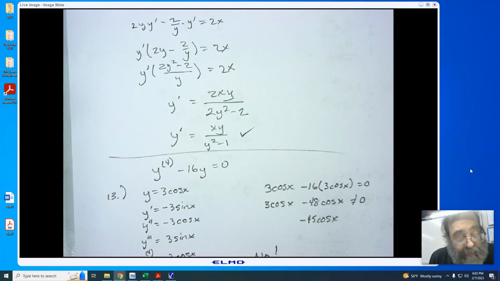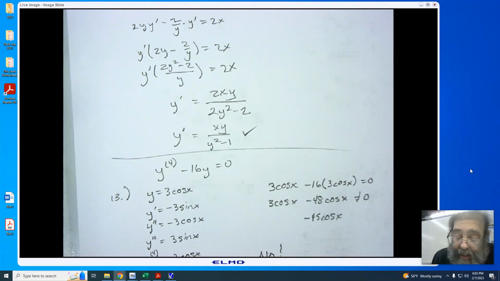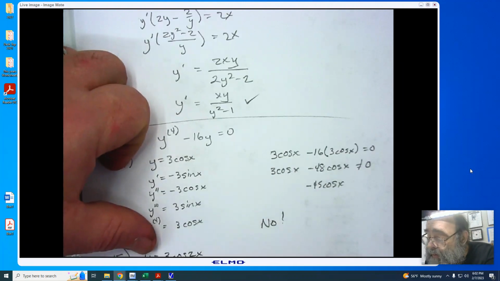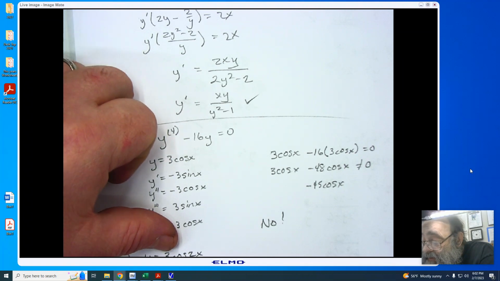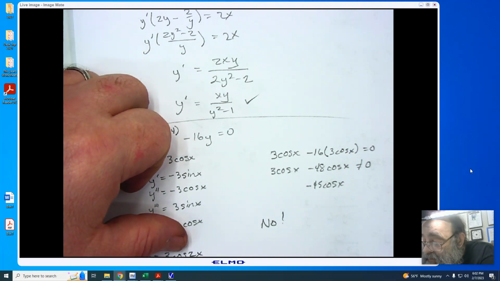15. 15 is giving me y equal to 3 cosine 2x. And I'm going to follow the same basic principle. So y prime is giving me minus 6 sine 2x.